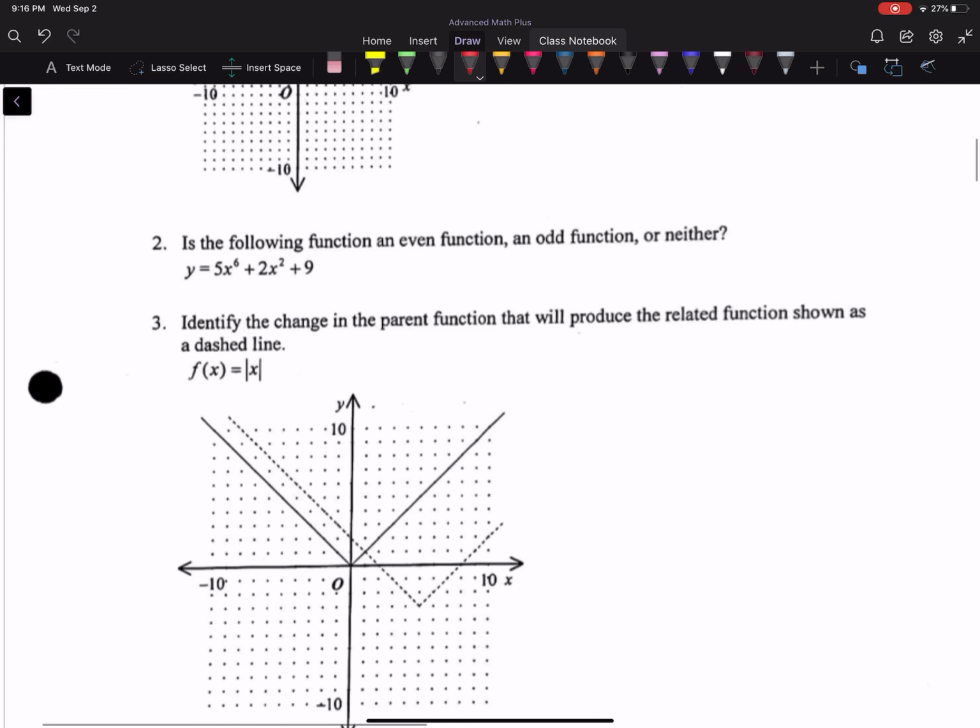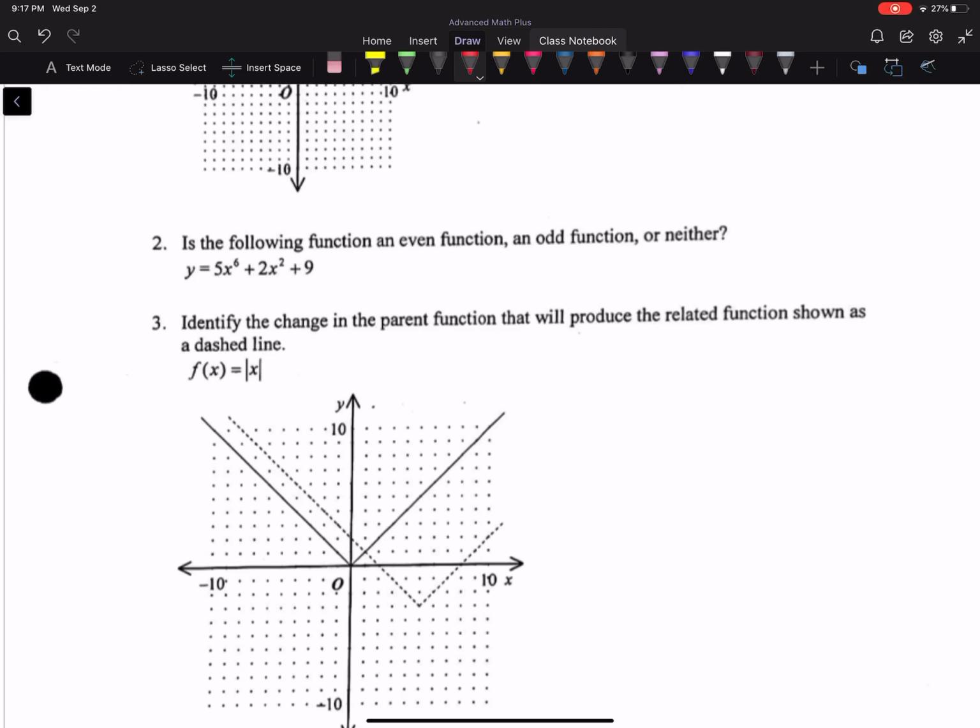Number two, is the following function an even function, an odd function, or neither? You look at all the exponents. If they're all even, it's even. If they're all odd, it's odd. And if you have both odd and even exponents, then it's neither.